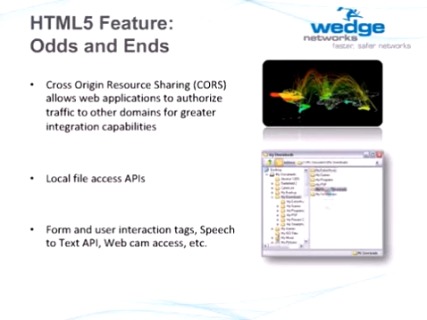We'll talk about the single origin principle that browsers follow today and why this is significantly different, especially when it comes to security. Another feature that's significant is local file access APIs. So this allows client-side script to have greater access to local file resources on the browser workstation or device. And in addition to that, there's many other features, of course, but form and user interaction tags are very useful, very important. Speech-to-text API, webcam access, etc. So, like I said, it's by no means a definitive list, and we'll talk a little bit more about how large the feature set is when we get into further slides.